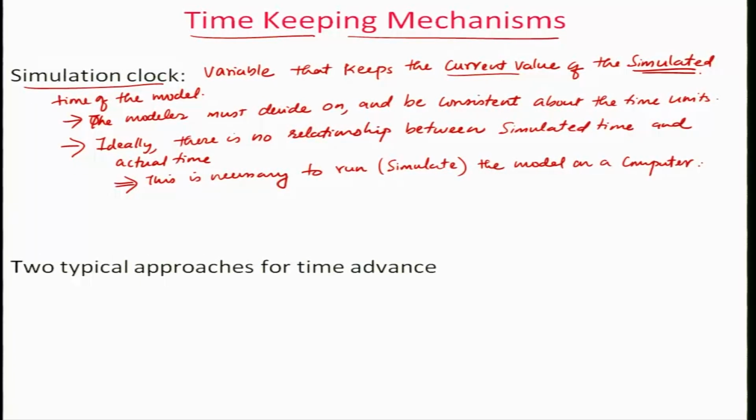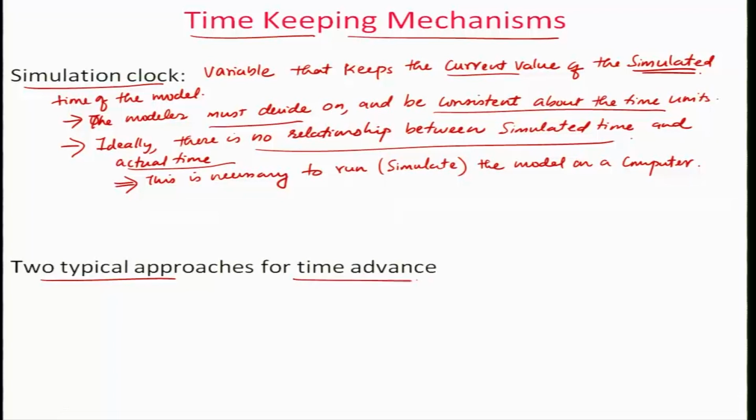Okay. So, you are having what we call the simulation clock, a variable that keeps the current value of the time, and the modeler must decide on initially and be consistent about the time units, and there is no relationship between the simulated time and the actual time, and you require this because you want to literally run the model on a computer. And there are two typical approaches used for the time advance of the simulated time. Okay, you are talking about the simulated time. How are we doing this?